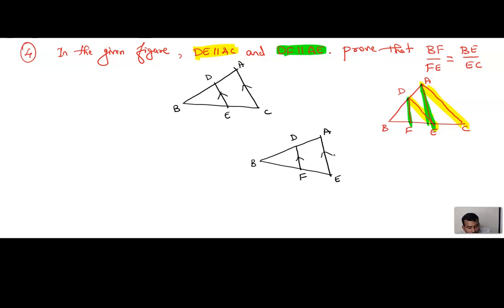BF by FE. Where is BF? It's there in the second figure. BF line is in the second figure. RHS BE. Where is BE? First half. Can you see this? BE is first half. EC is second half. So what should we apply? BPT. Half by half. Any doubts?